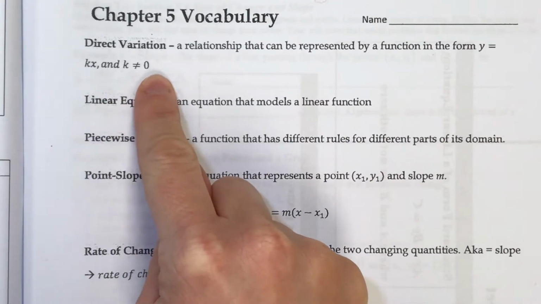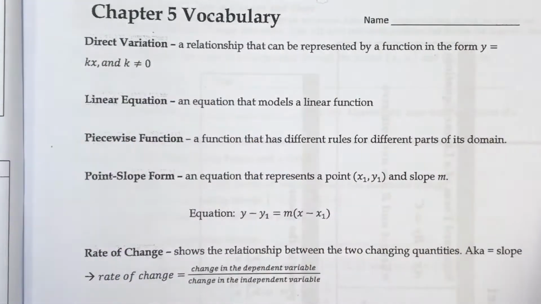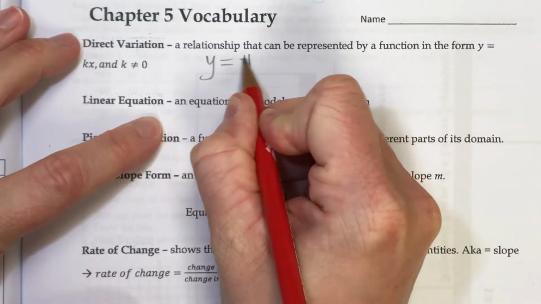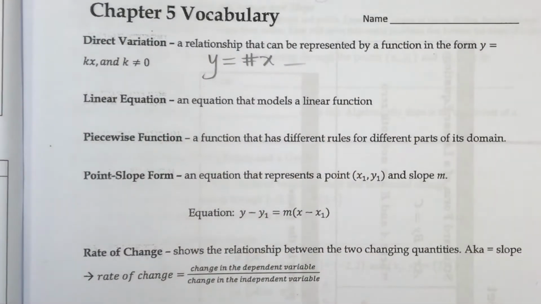And we would say the coefficient k wouldn't be the number 0, because then you would have no function at all. So it would just be y is equal to a number times x. No y-intercept, so your y-intercept would be 0, so the origin would be a point on your graph here.